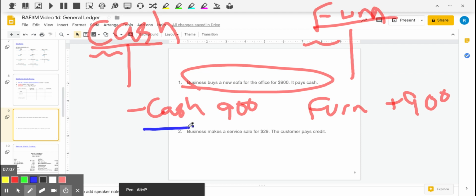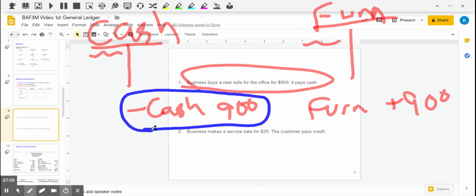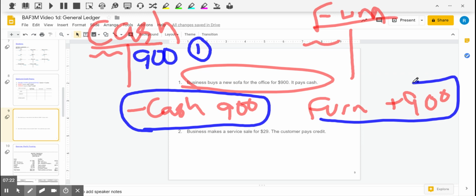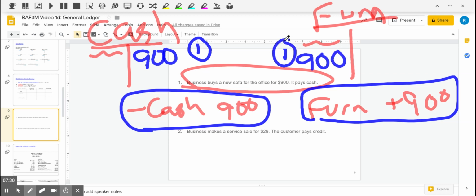And we are going to record this transaction on the proper side. So cash has decreased by $900. If an asset decreases, do we debit it or credit it? The answer is we credit it. So we would put $900 over here, and we put a nice 1 to tell us it's transaction number 1. That way we can understand it later. And furniture has increased by 900 in this transaction. So we would go to furniture, and we would debit it because furniture is also an asset. And when an asset increases, we debit it.